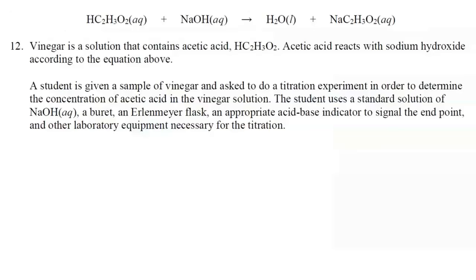All right, moving on to question 12. Vinegar is a solution that contains acetic acid, HC2H3O2. Acetic acid reacts with sodium hydroxide according to the equation above. A student is given a sample of vinegar and asked to do a titration experiment in order to determine the concentration of acetic acid in the vinegar solution. The student uses a standard solution of sodium hydroxide, a buret, an Erlenmeyer flask, an appropriate acid-base indicator to signal the endpoint, and other laboratory equipment necessary for the titration.